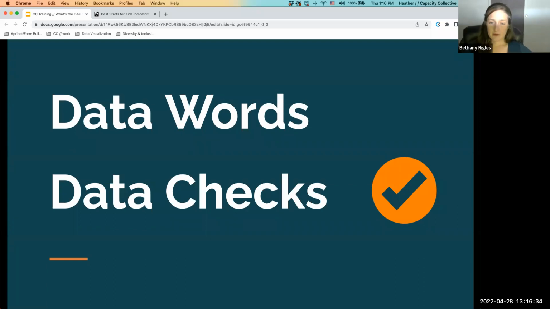So as we go through the presentation today, we'll have two different types of slides, data words and data checks. Data words are important terms that are good to understand when we're talking about data. And then data checks are going to be clues to look out for, or ways that you should check data that you are producing or consuming to make sure it's reliable. This will help you be a good consumer of data.